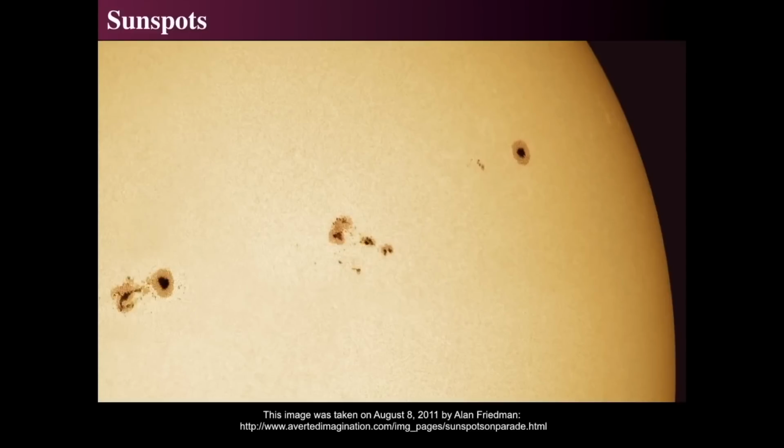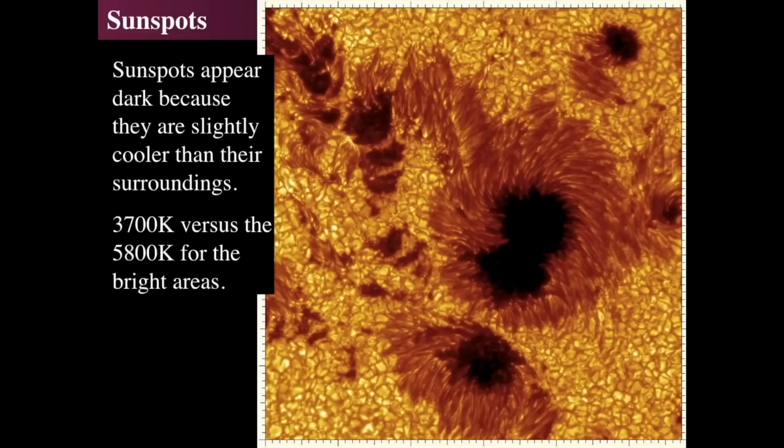Sunspots are really critical things because they look like blemishes on the surface, on the photosphere of the sun. They're cooler regions on the surface of the sun, and they have very strange and interesting shapes. This image was taken by Alan Friedman, who's a very interesting solar observer. All right, sunspots appear darker because they're slightly cooler than their surroundings. And slightly cooler still is very hot. It's just 4,000 Kelvin versus about 6,000 Kelvin for the brighter areas of the sun.